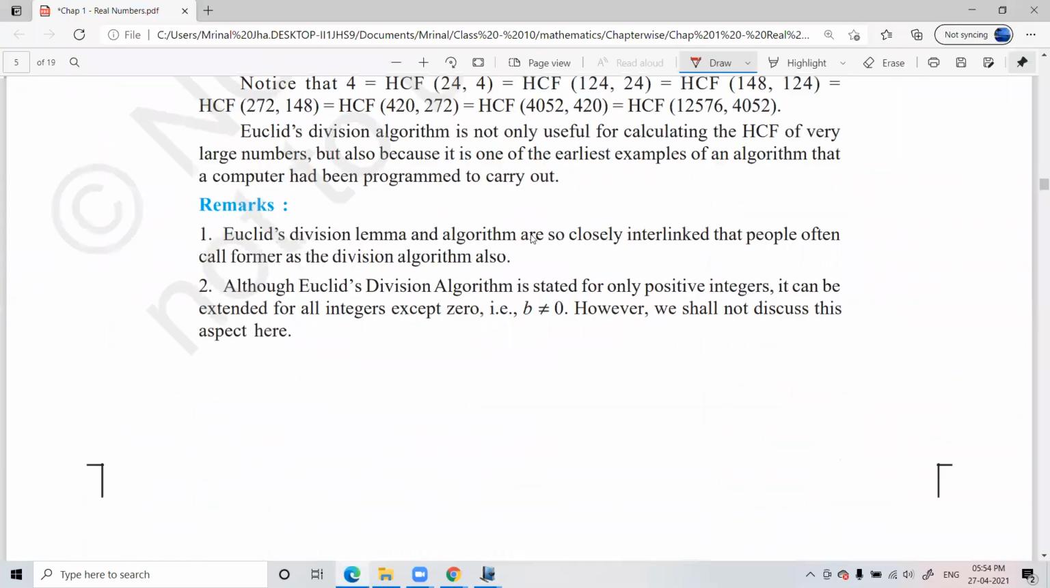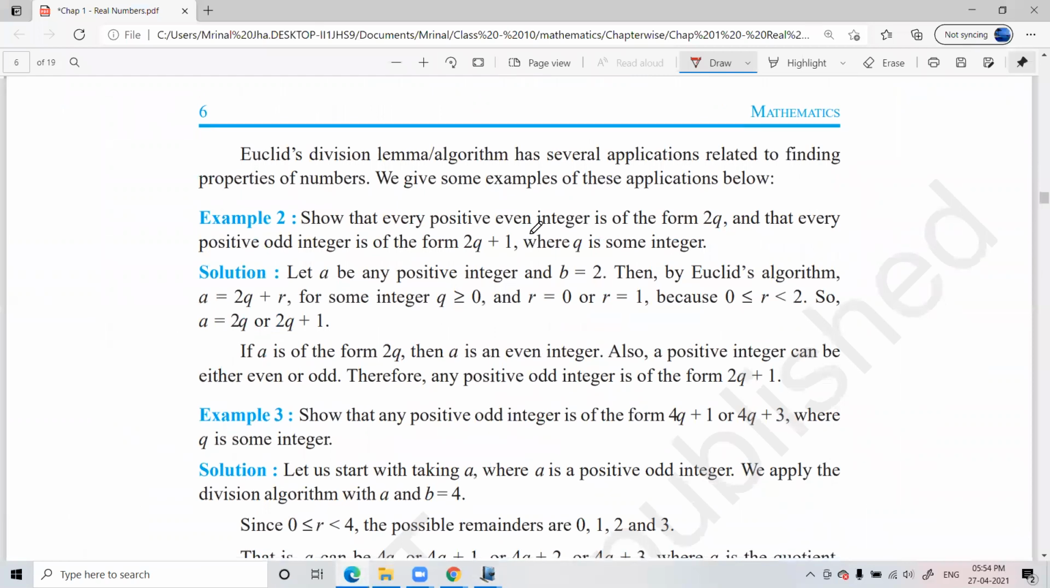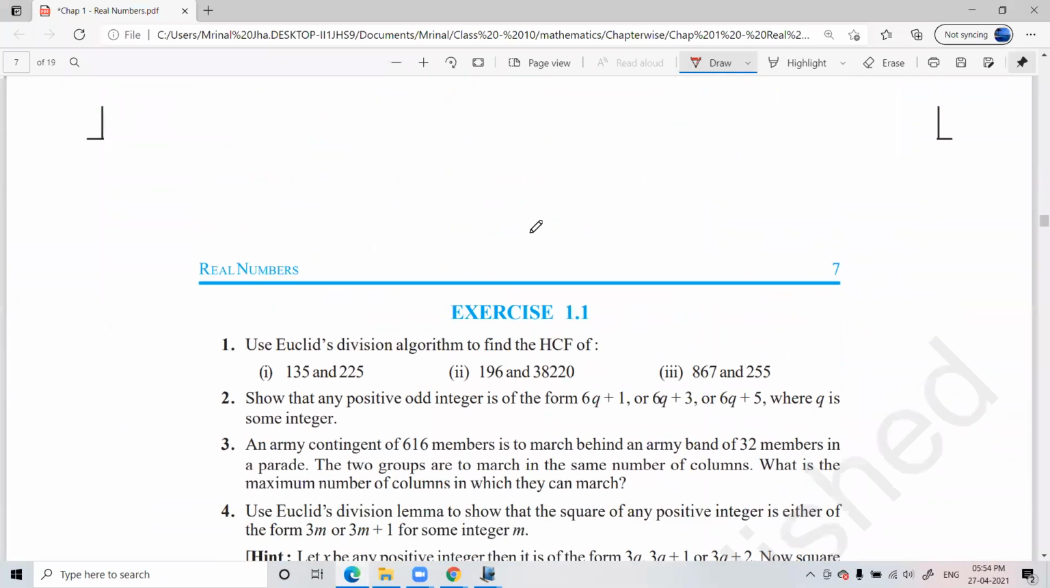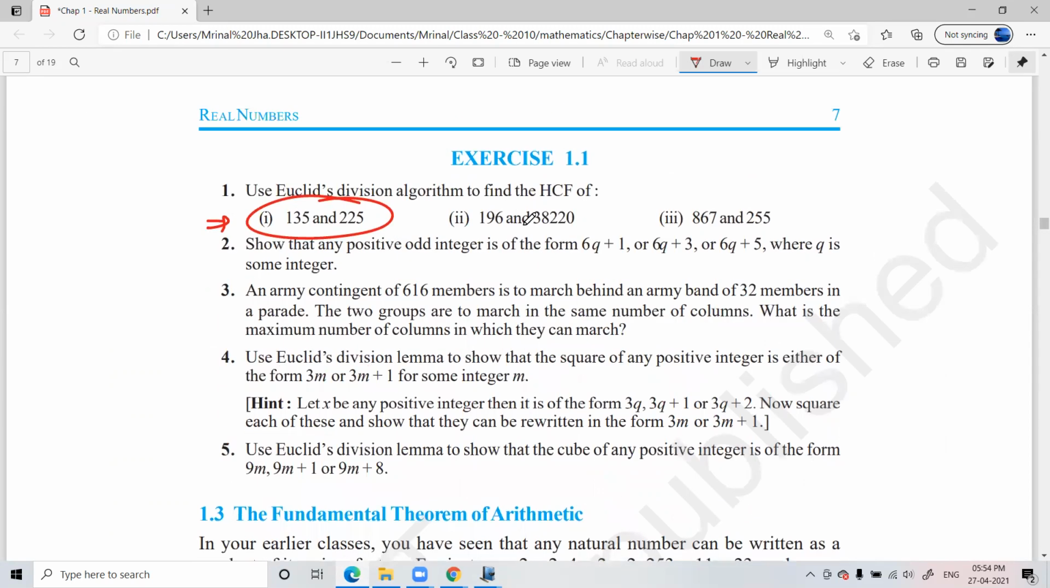Fine. So speak up. Exercise 1.1, use the Euclid's division algorithm to find the HCF of these two numbers. Do this very quickly, guys. I will also do this question for you. If you need help, you can look at me. Otherwise, if you have already understood, try to do this on your own.